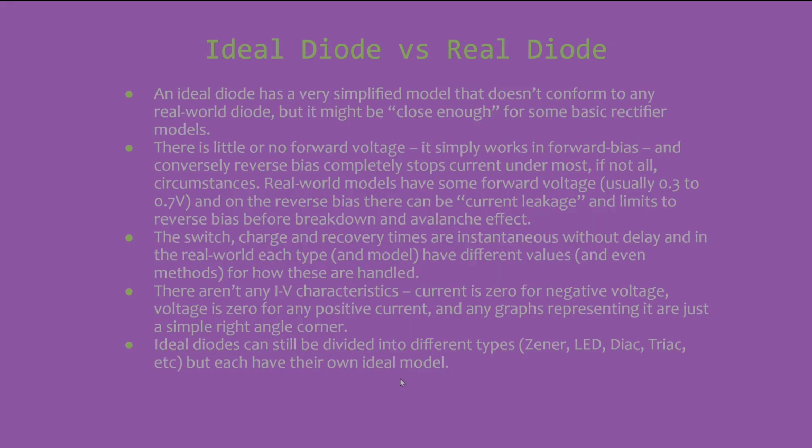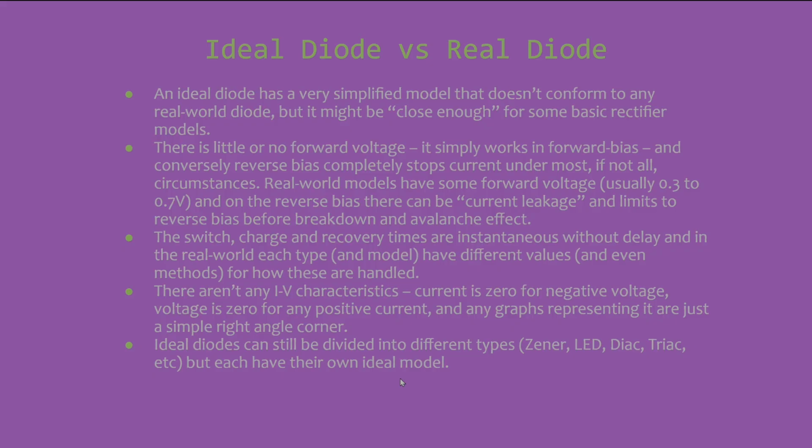I've mentioned ideal and real-world diodes, so let's take a minute to understand the difference. An ideal diode is just an incredibly simplified model that doesn't really conform to any particular real-world diode, although it might get close enough for basic applications. There's little or no forward voltage, something that might be settable, so it just generally works in forward bias and blocks in reverse bias, and that stops everything pretty instantly. Again, there could be settings to kind of change this.